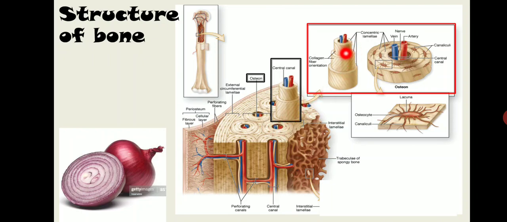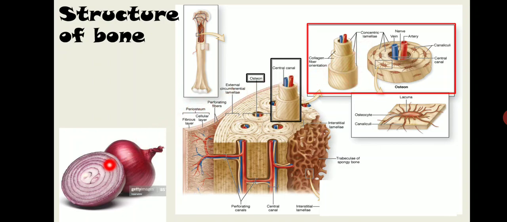This is the osteon made up of concentric layers of collagen fiber, right? Inside these concentric layers there are spaces. See, these are two concentric layers. Now in between these two concentric layers there is a space. That space is known as lacunae. And these concentric layers are known as lamellae. So do not confuse lamellae and lacunae. Lacunae, as the name suggests, is the space.